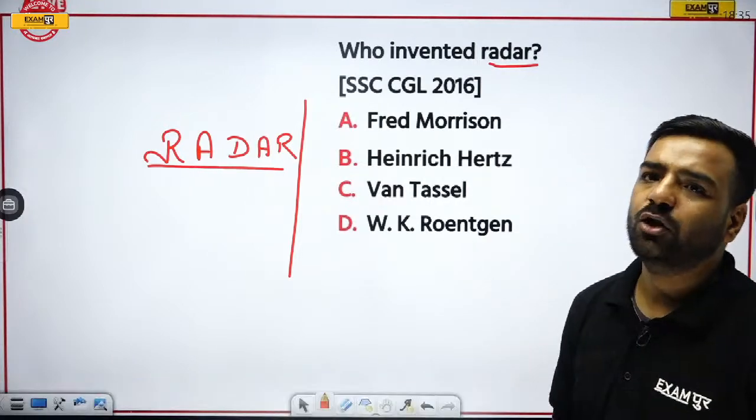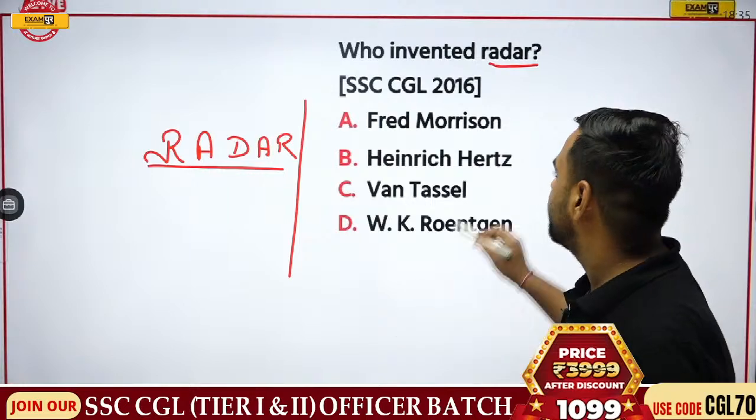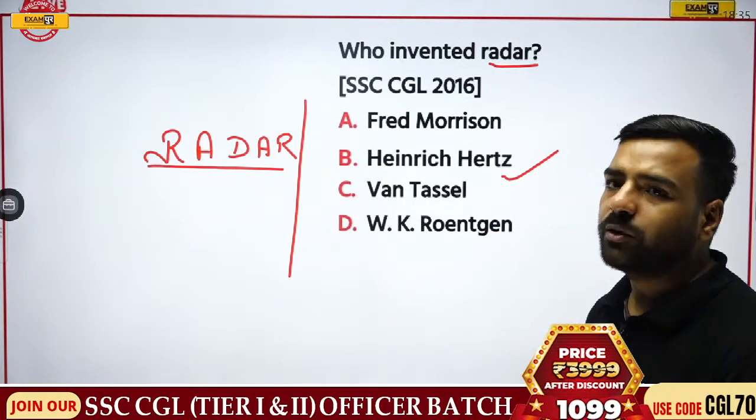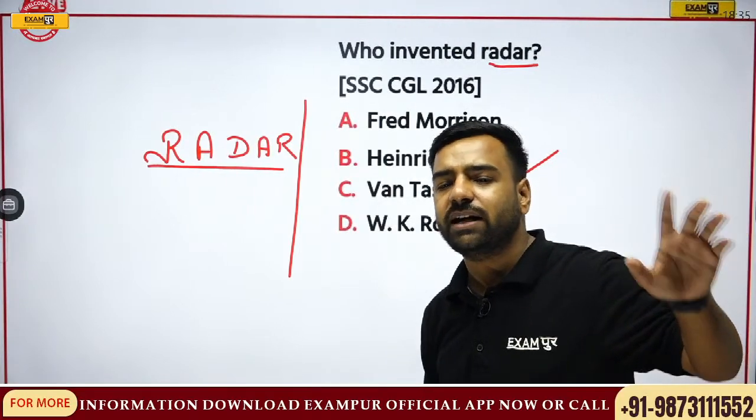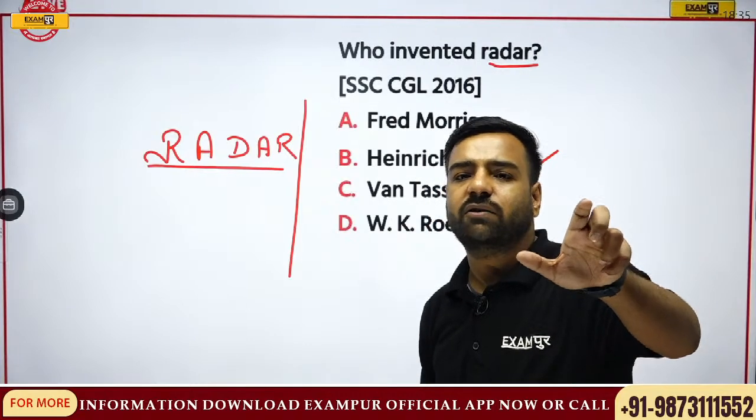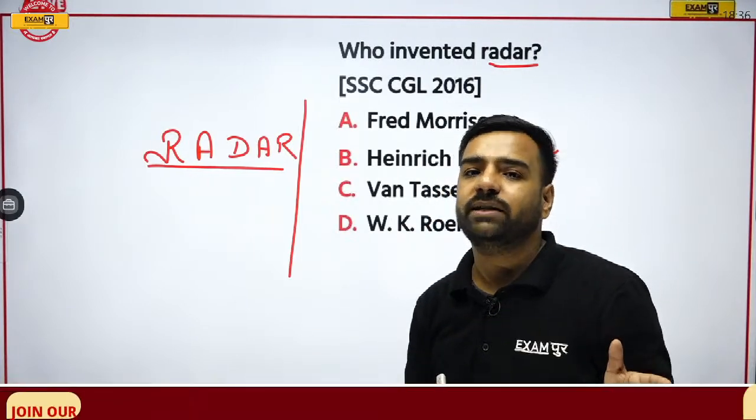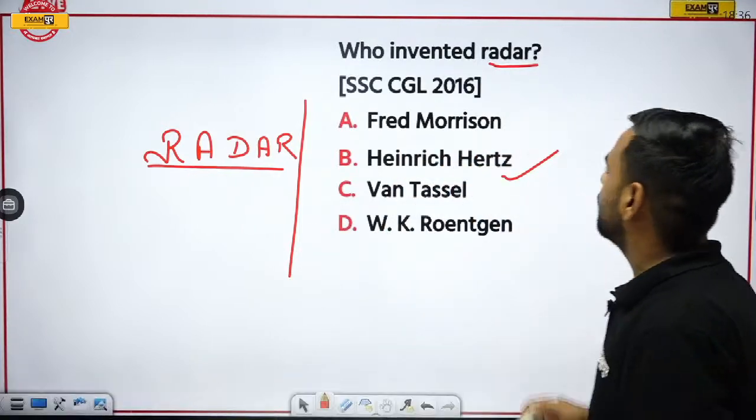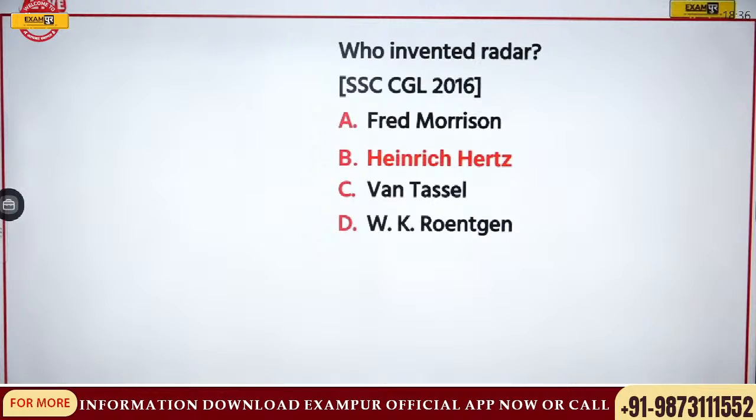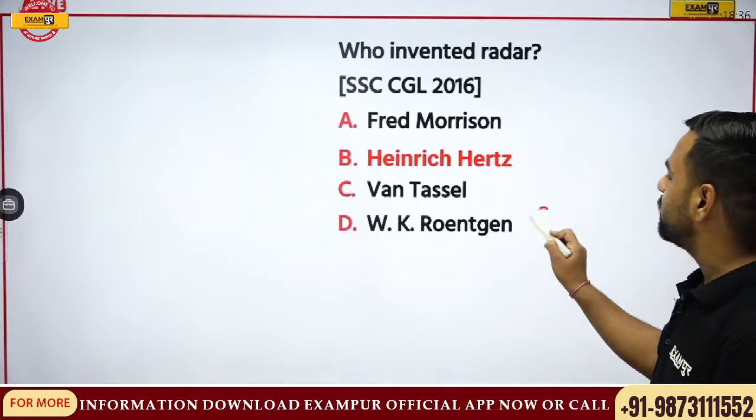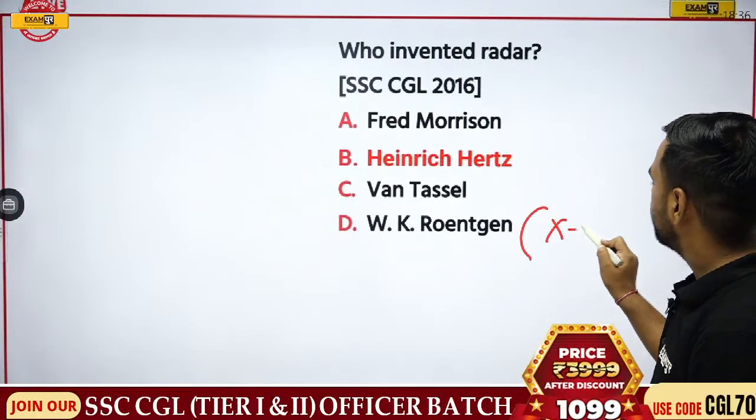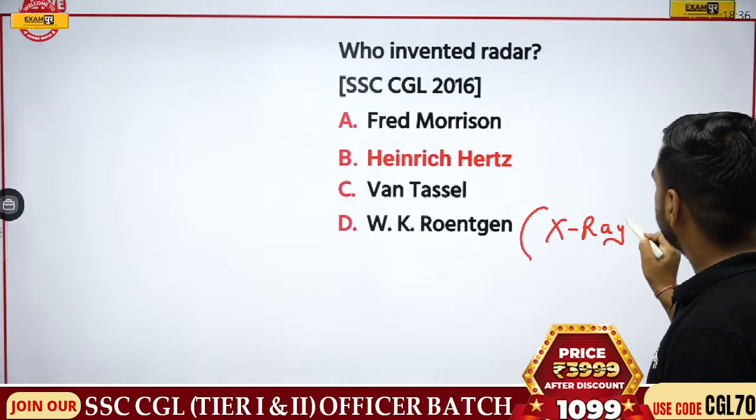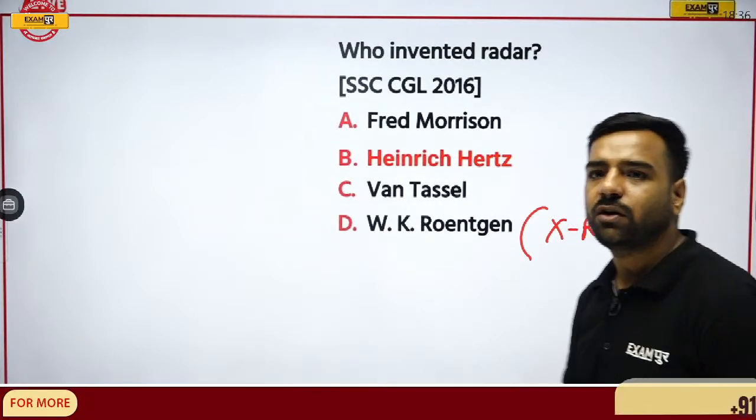If I talk about this question, Heinrich Hertz is the correct answer. And if someone asks you about the X-ray, the previous question was from X-ray, right? X-ray was actually discovered by Wilhelm Röntgen. Very important question. If I talk about radar, it's option B, that is Heinrich Hertz. And if I talk about Wilhelm Röntgen, who was he? He actually discovered X-ray. So both these questions are very important for the examination. Do not forget.